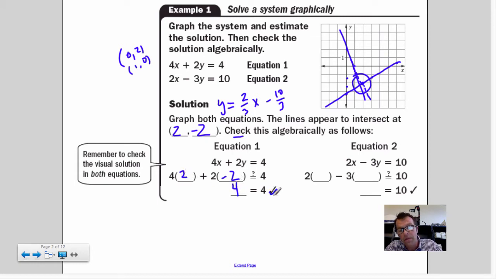Hey, that is true. And then if I plug this same point 2, negative 2 into the second equation, I can see that it's 4, right, plus 6, which is 10, and it is true. So that is the point of intersection. This point 2, negative 2 satisfies both equations. Again, hopefully you can see this the graphic sense of a system of equations.